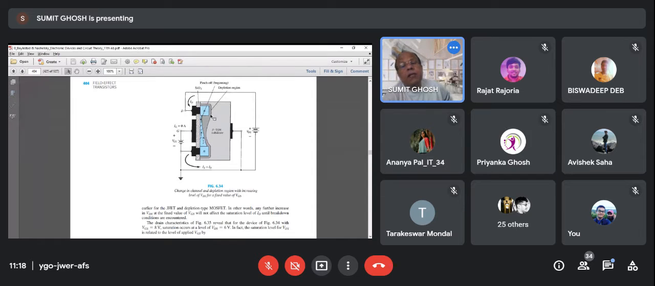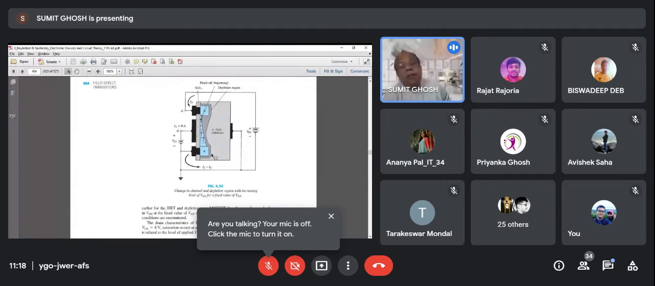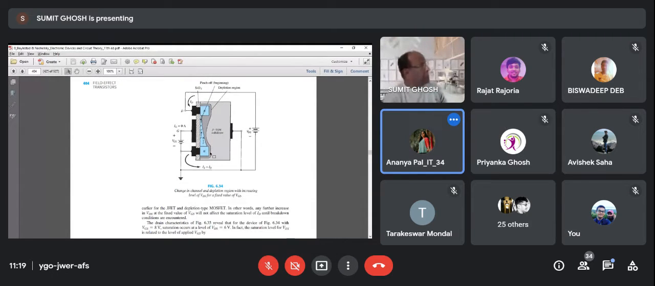What type of bias junction? The reverse, reverse bias, whereas here it is no bias. Why? It is equilibrium. Why is it reverse bias? Why is it reverse bias?